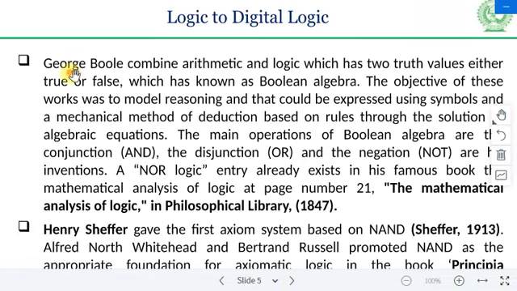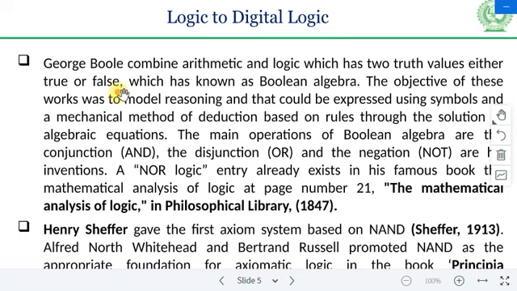Now, George Boole combined arithmetic and logic, which has two truth values, either true or false. The truth values mean one answer: either your answer is yes or your answer is no. So there are two appropriate answers, no ambiguity, and one is opposed to the other, meaning that if there is dark, then there is no light. Without the light we call it dark.